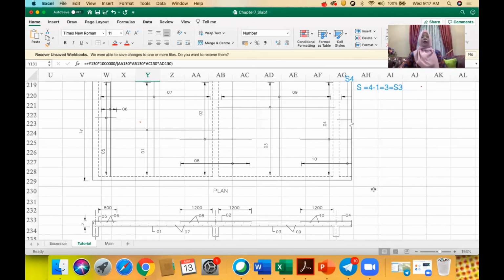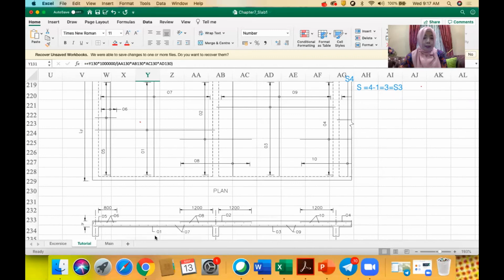Okay, the plan. I would like to suggest you to do the cross section first. This is our cross section. The cross section is symmetry. It is enough if we show only two span. Only the first two span. Okay, you need to do the cross section first.